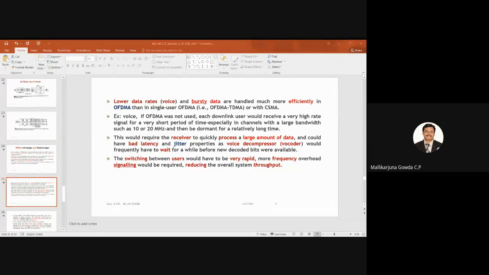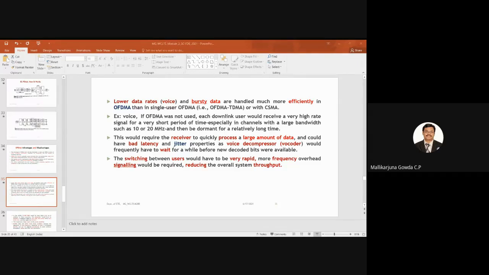Right. So for that, the example was already told with respect to voice. I said if OFDMA was not used for voice, each downlink user could receive a very high rate signal for a very short period of time. Especially in channels with large bandwidth, like in LTE, which supports variable bandwidth from 1.4 megahertz to 20 megahertz. When the bandwidth is 10 or 20 megahertz, it becomes dormant for a relatively long time because voice requires very small bandwidth, so most of the other bandwidth will not be used.